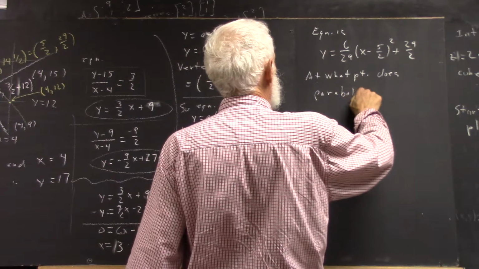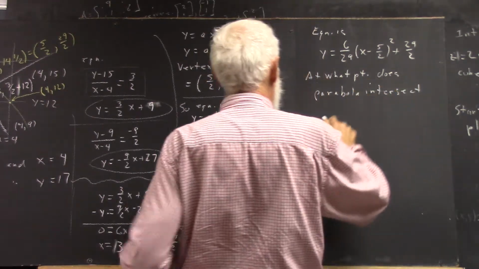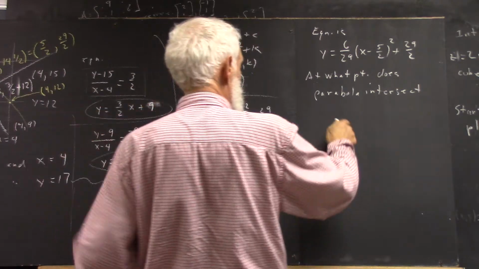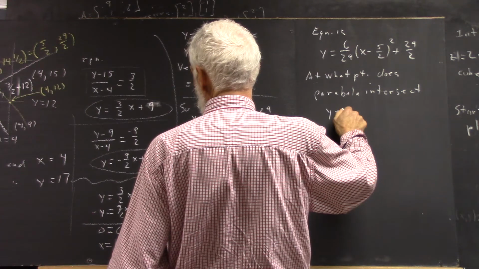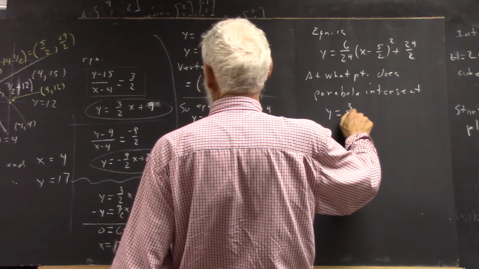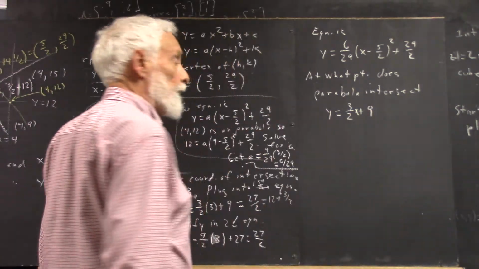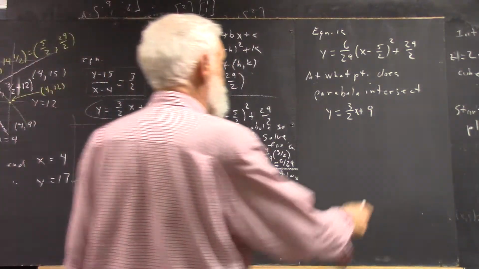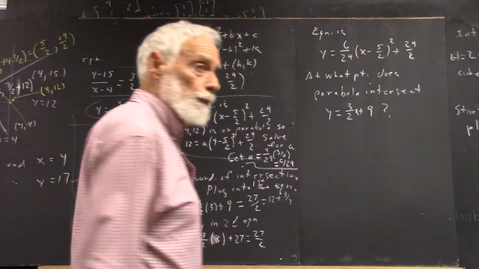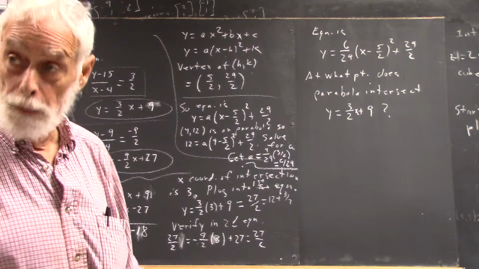the parabola intersect the second line, the y equals 3/2 x plus 9. Well, we can do this easily. Same way we do it with two equations. We eliminate a variable.